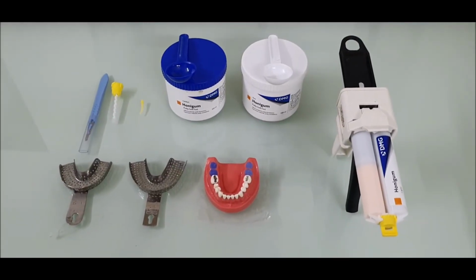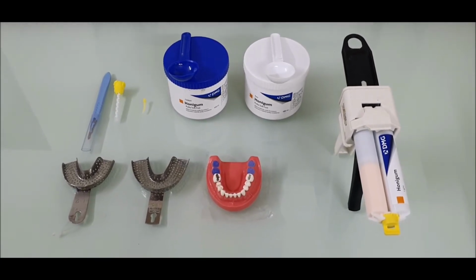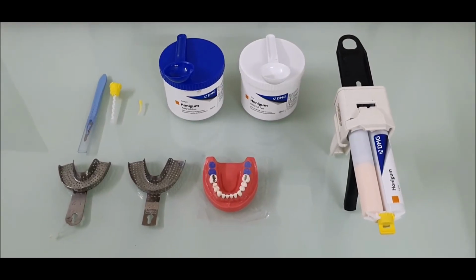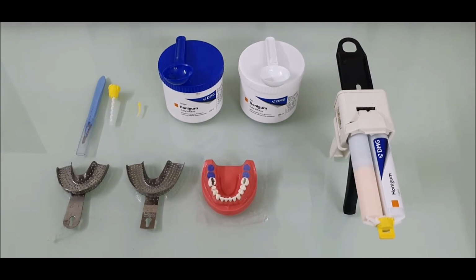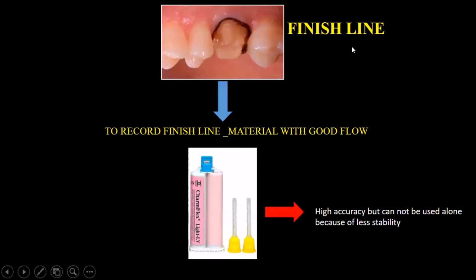This video demonstration is on the two-stage putty wash impression technique. Before going on to the technique, I would like to discuss a few points regarding why two different viscosities of the same impression material are used to make a single impression. Why are two different consistencies of addition silicone impression material used?